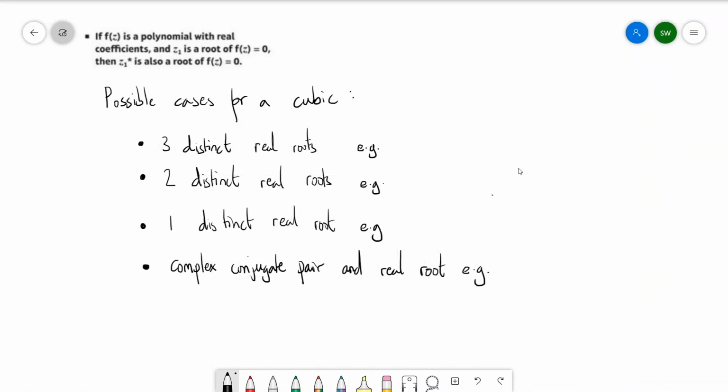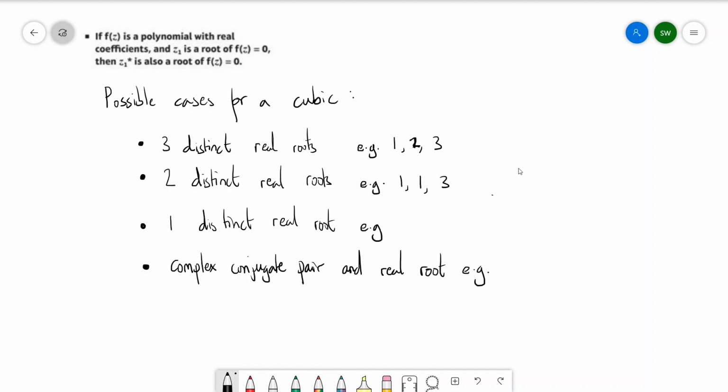So we could have a cubic which has three distinct real roots. For example, the roots could be 1, 2, and 3. You could have a cubic with only two distinct roots. That would mean that one of them has to be repeated twice. So for example, you could have a cubic with roots 1, 1, and 3. And that will mean that the cubic will touch the x-axis at 1.